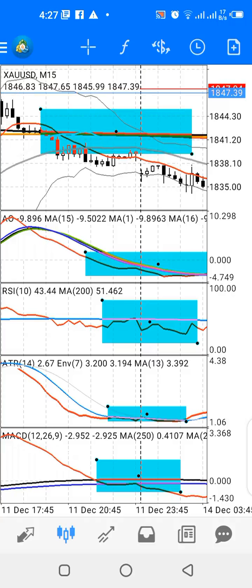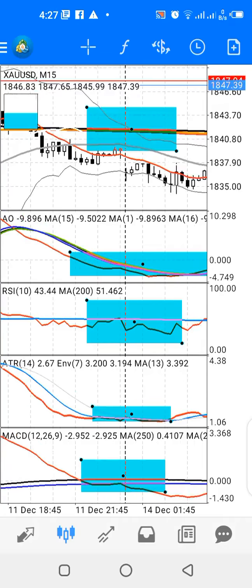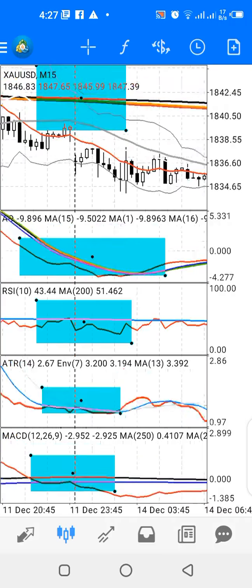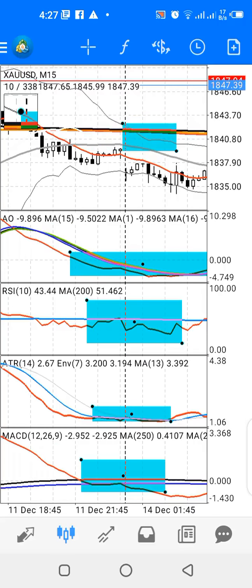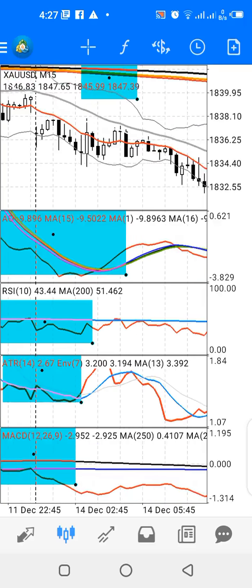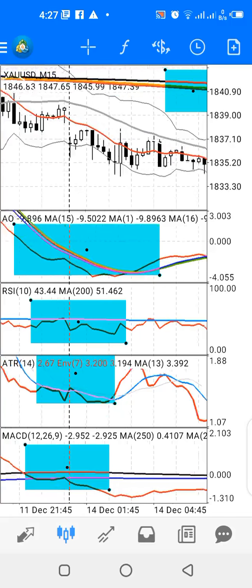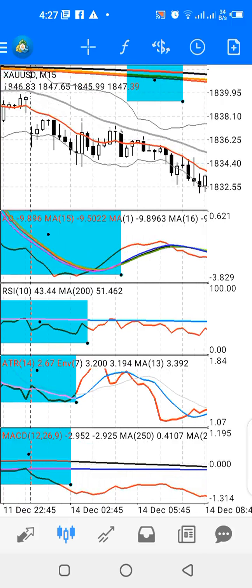Now on the main chart, the black, red and orange line is highlighted here. This line I highlighted above is for your trend identification on the main chart.